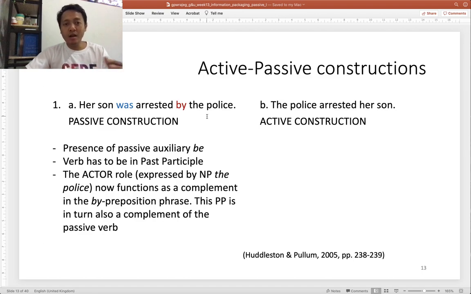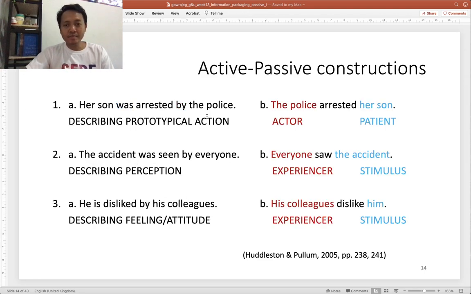Okay, so these are how different linkage between subject and semantic role is indicated by the difference in the form of the passive construction.